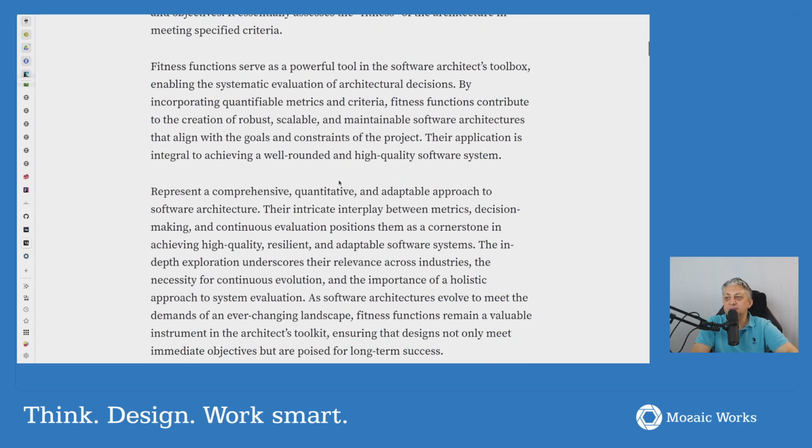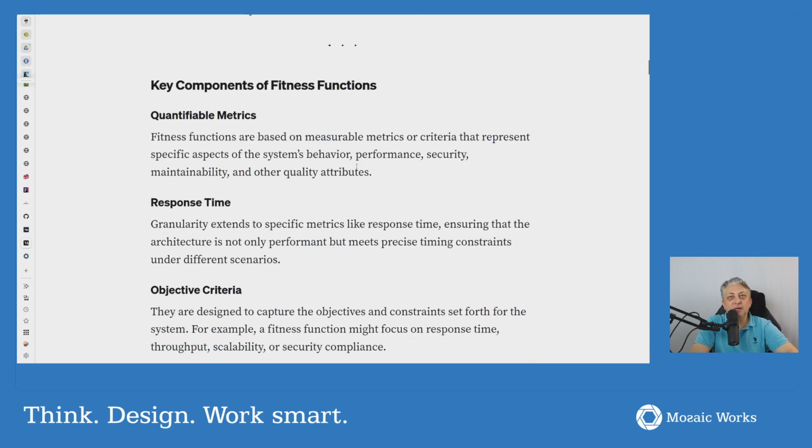Fitness functions serve as a powerful tool in the software architect's toolbox, enabling the systemic evaluation of architectural decisions. By incorporating quantifiable metrics and criteria, fitness functions contribute to the creation of robust, scalable, and maintainable software architectures that align with the goals and constraints of the project. Their application is integral to achieving a well-rounded and high-quality software system. So let's look at a few examples.